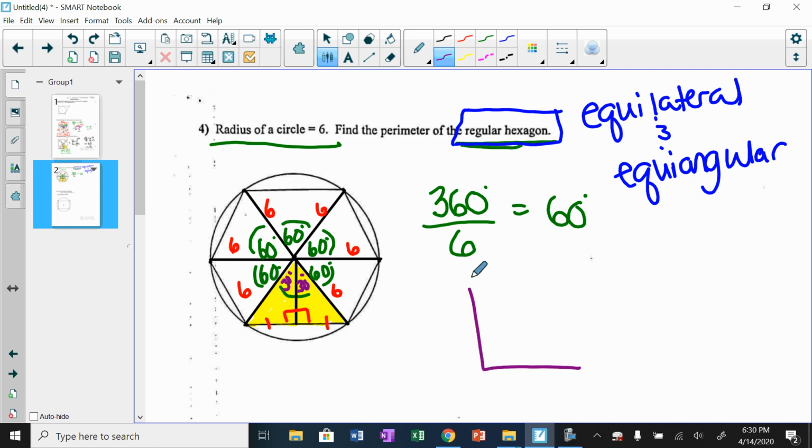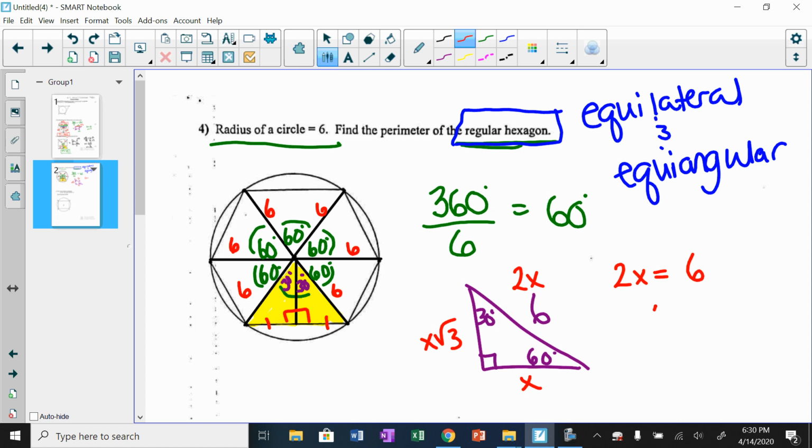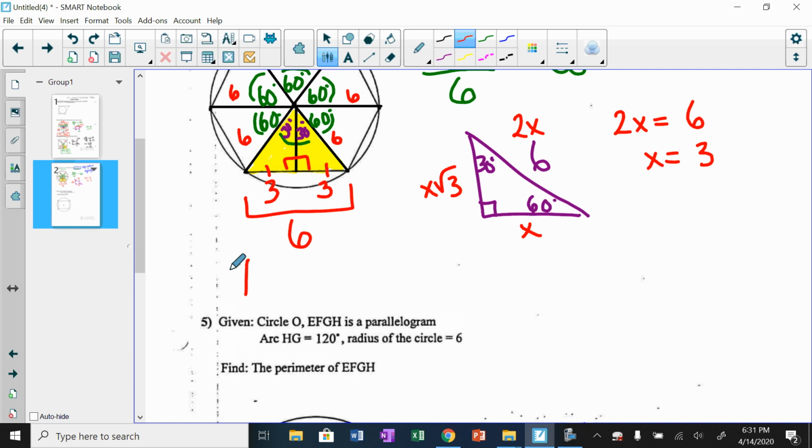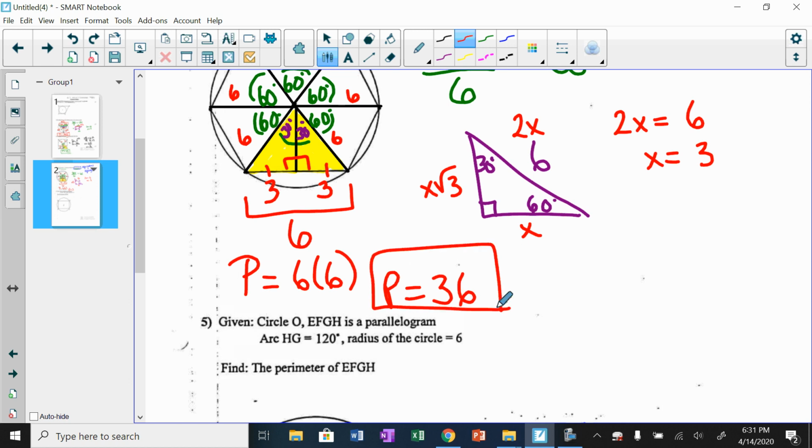I'm going to pull apart one of these triangles, and I have a 30, 60, 90 triangle. The hypotenuse is 6. We know opposite the 30 is x, opposite the 60 is x root 3, and opposite the 90 is 2x. So we're going to set up an equation. 2x is equal to 6, so x is equal to 3. So that means this base is 3, which means this base is 3, which means the total side length is 6. Now, because all the sides are congruent, the perimeter is going to be 6 times 6, which is 36. All right, guys, last problem for today.